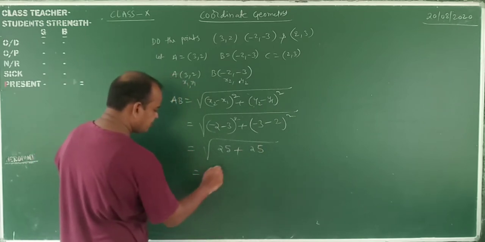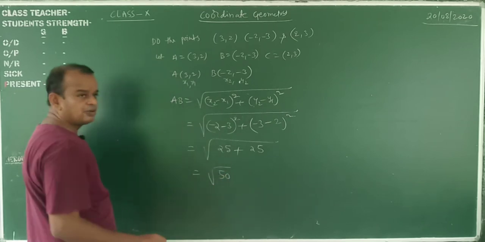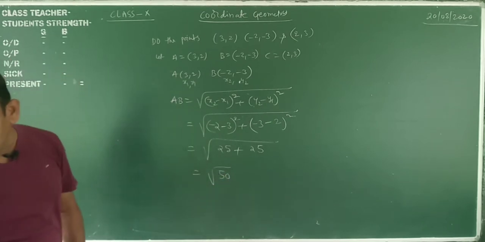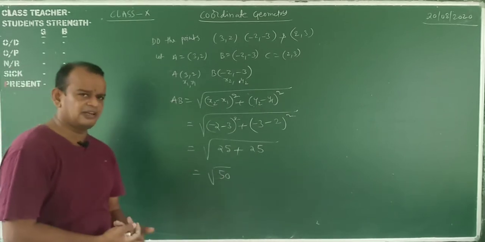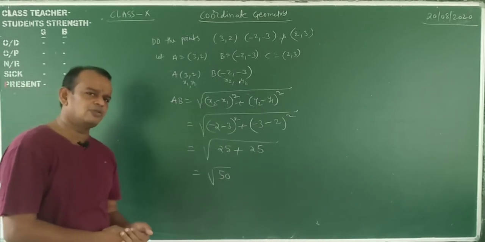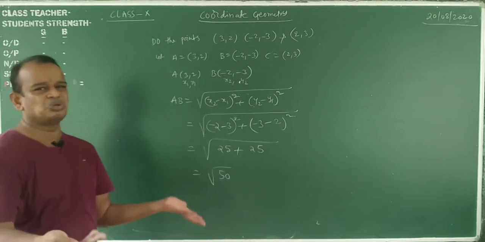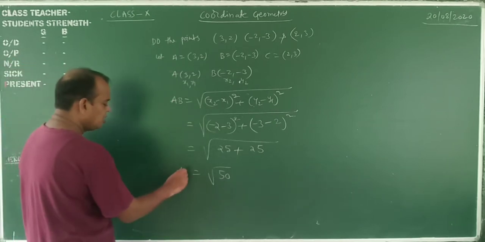That is equal to how much? Root 50. 25 times 2 is 50, so root 50 is 5 root 2. Approximately, root 49 is 7, so root 50 is about 7.02. This is AB's work.